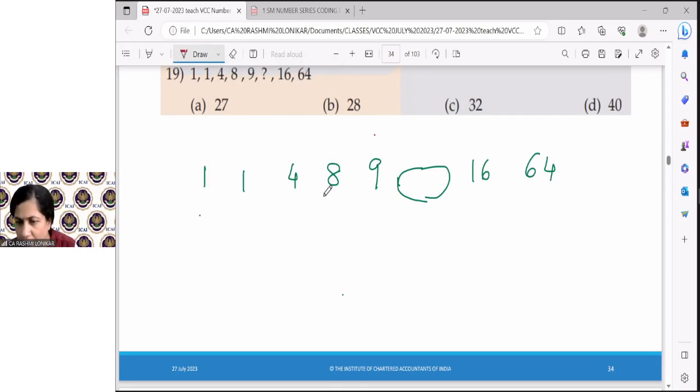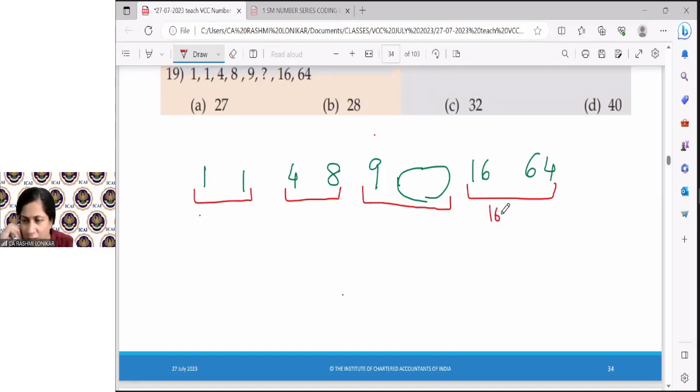Now what is happening here is, again I can see there is some relation going on here. I can see 4, 8. And then 8 and 9, there is a difference of 1. Here there is a difference of 4. Then 16, 64. I don't think this is an addition subtraction number series. So I try to make them into pairs because I find some relation must be there. What is the relation between 16 and 64?